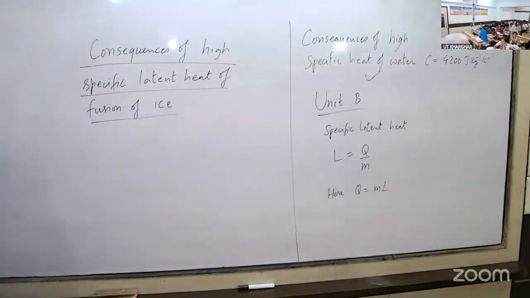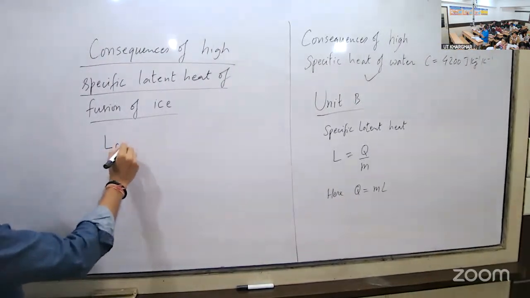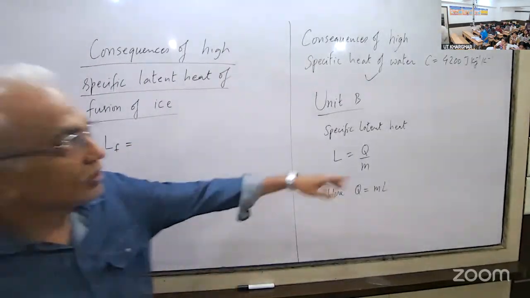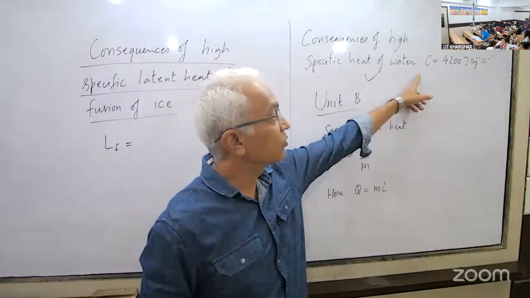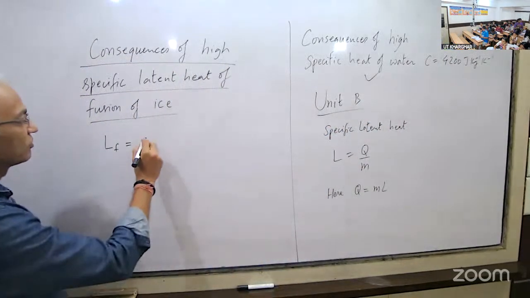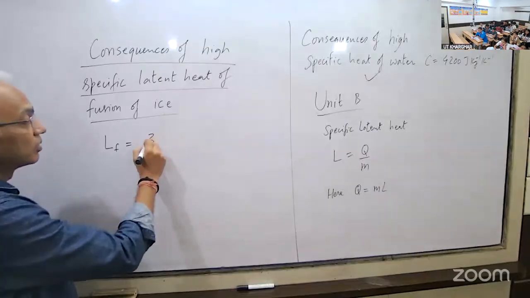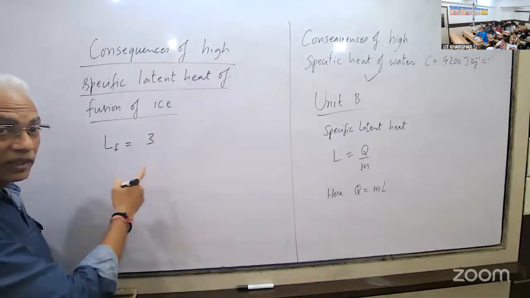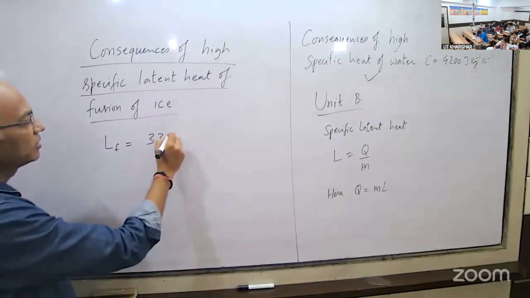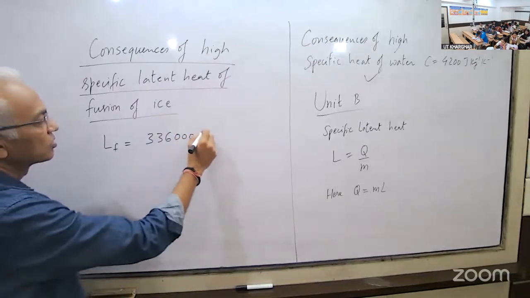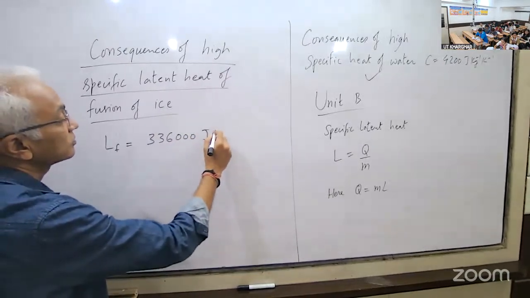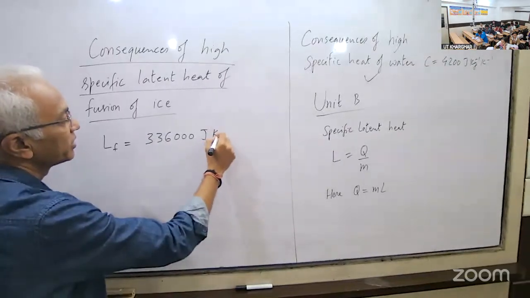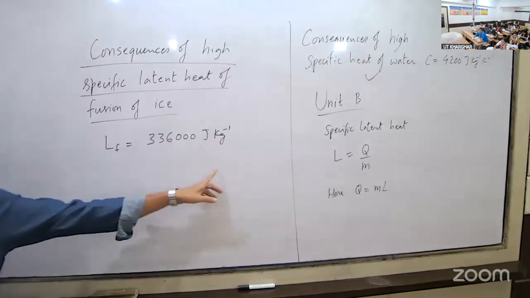So any idea what is the latent heat of fusion of ice? What is the latent heat of fusion of ice? The specific heat of water is 4200, whereas the specific heat of ice is 2100. That is specific heat, not latent. I am asking the latent heat of it. It's 336 joule per gram, or 336,000 joule per kg. There is no temperature involved.